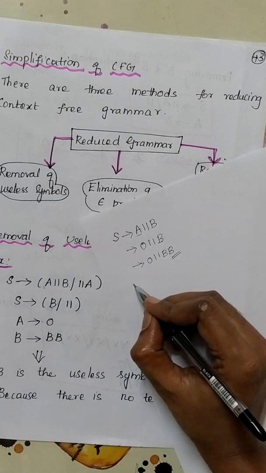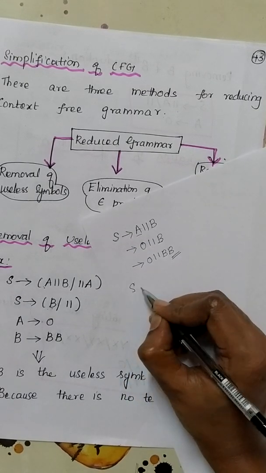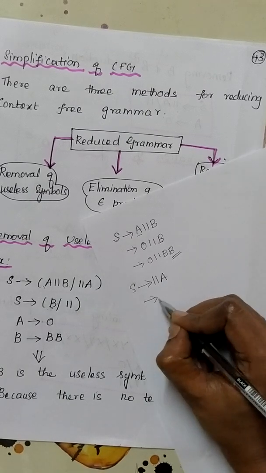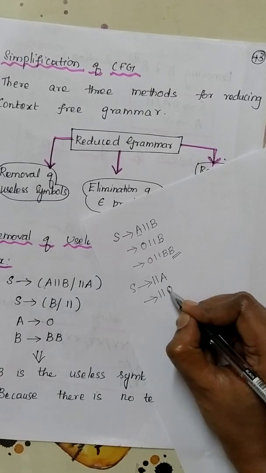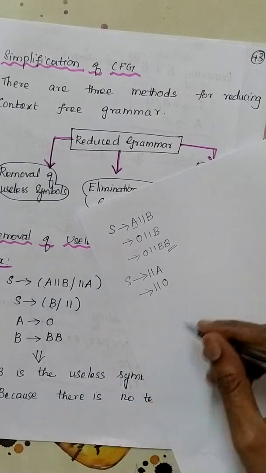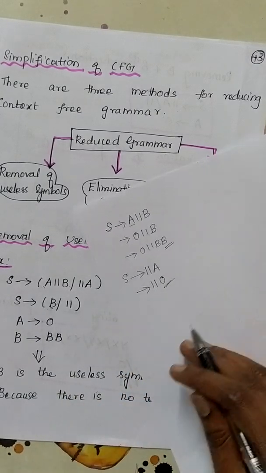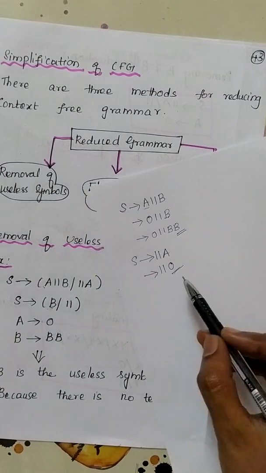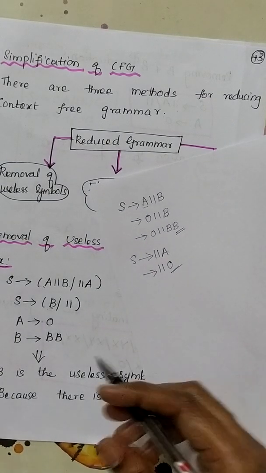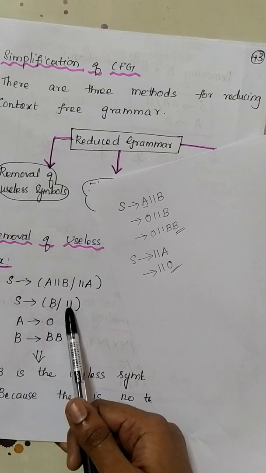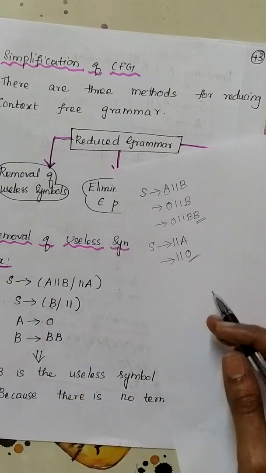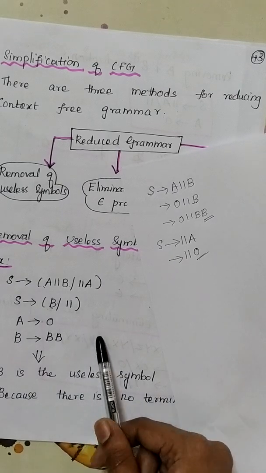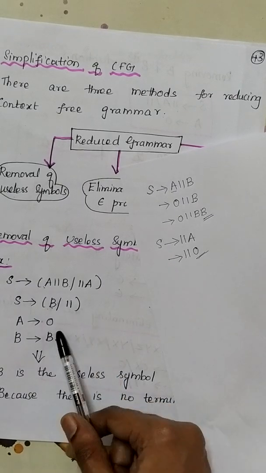I'm going on to check the next one, S tends to 11A. This A tends to 0, so definitely it ends with a terminal symbol. So A is a useful symbol and S is also a useful symbol. In this context-free grammar, we have identified that B is the useless symbol.